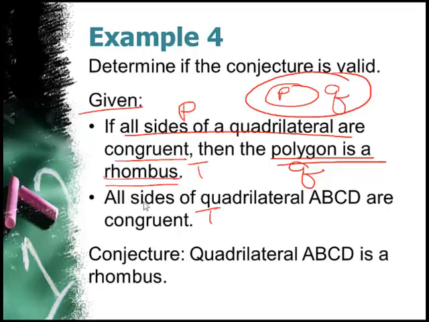So let's take a look. All sides of quadrilateral ABCD are congruent. Which part of the argument was that? That's P. That means I'm in here. Well, if I'm standing in P, then I'm definitely in Q. So this is a valid argument if I want to prove Q. And what does it say? Quadrilateral ABCD is a rhombus. This is Q. So this is a valid argument.